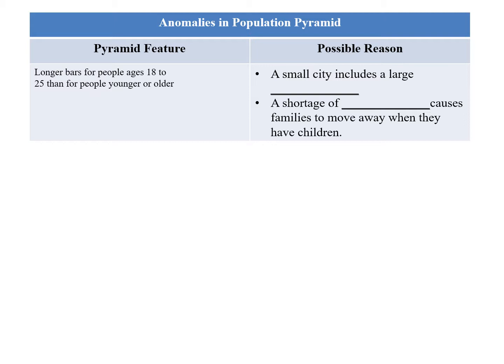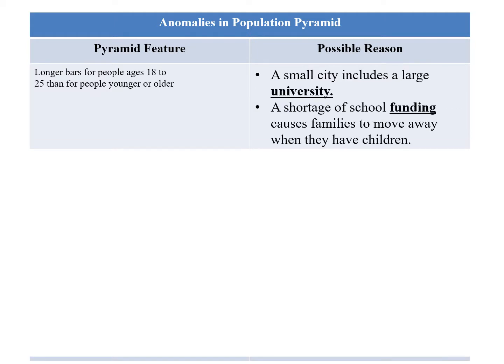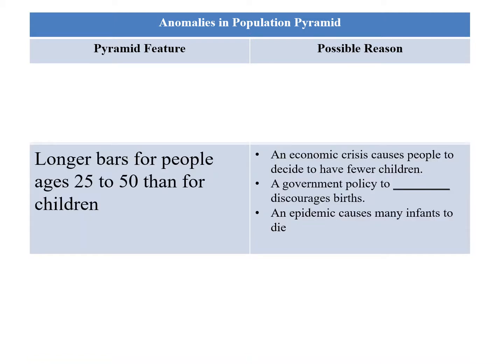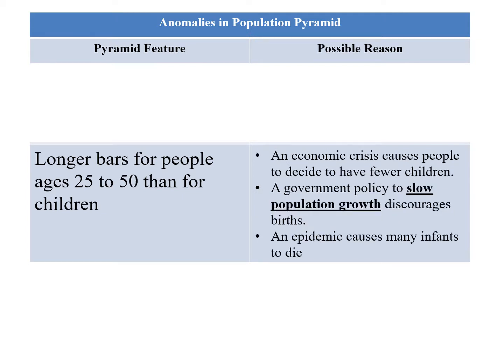There are other reasons why you may see an anomaly in a population pyramid. If you see longer bars for people ages 18 to 25, it could be because a small city includes a large university and a shortage of school funding causes families to move away when they have children. Longer bars for people ages 25 to 50 than for children can show us other things. It can show us an economic crisis, which caused people to decide to have fewer children. It also can show us a government policy to slow down population growth, which discourages births. It could also be because an epidemic caused many infants to die.